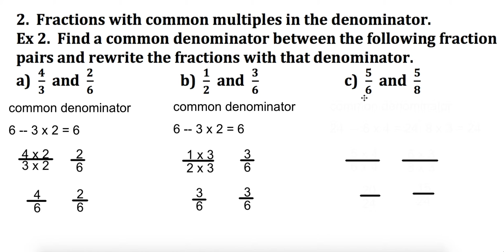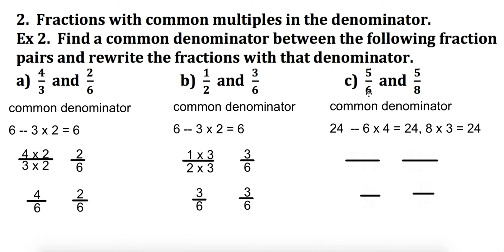Now the final one's a little bit harder. Now with this one, I know that 24 is a multiple of 6 and 8. 6 times 4 gives me 24, and 8 times 3 gives me 24. That one was a little tougher because these numbers, the multiple was already in the denominator. This one you kind of had to figure it out on your own.